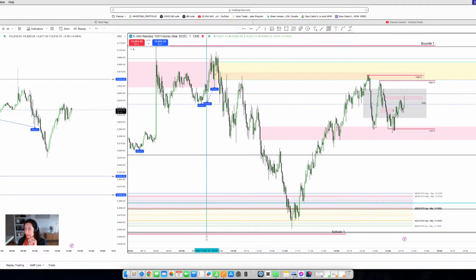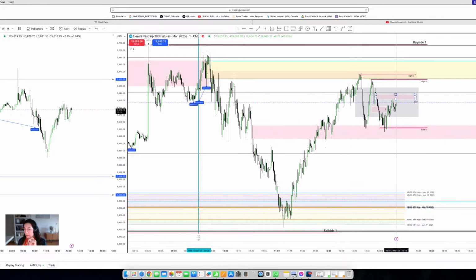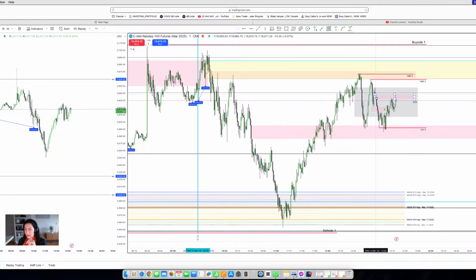We have previous day high right above this SIBI. So I'm interested to look at the reaction of that. And we've broken above it once, twice, 3 times. And here it looks like we've failed to break above it again.